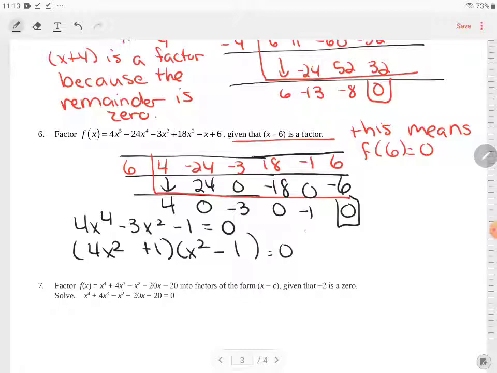Okay, x squared minus 1 factors. We have 4x squared plus 1. We get x minus 1 times x plus 1. Okay, and all we want to do is factor this.